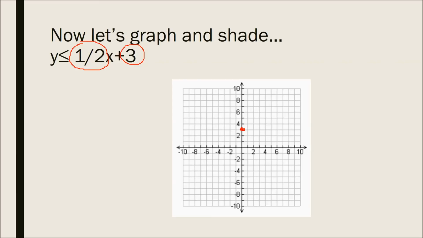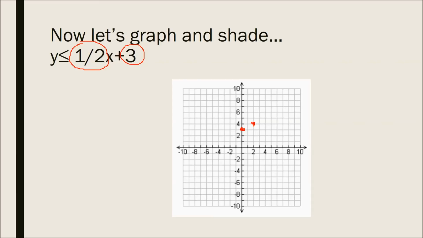The top number tells me up or down. Because it's positive, it's up. And then the bottom number tells me to the right. So with 1/2, I'm going to go up 1 from my y-intercept and then over to the right 2, and here's my second dot. Now here's where the differences are going to be apparent.